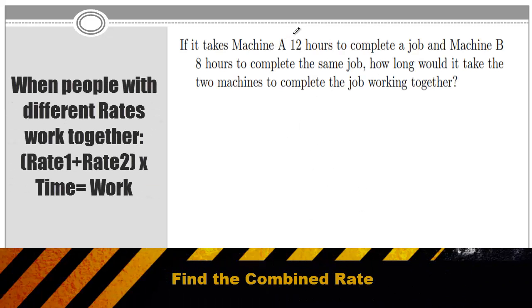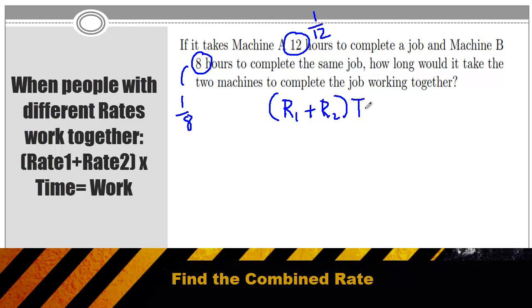Here we have a machine that takes 12 hours. That means we know the rate of the machine is going to be 1 over its time, or 1/12. Machine B has a time of 8 hours, or a rate of 1/8. Since they're working together, we're going to use the equation that rate 1 plus rate 2, in parentheses, times the time is going to be equal to the work being done, or 1/12 plus 1/8 times the time that we don't know is going to be equal to one job being done.